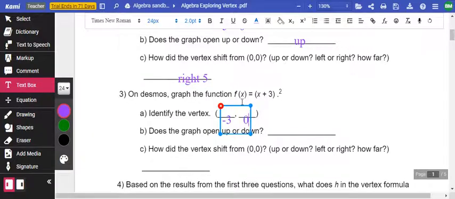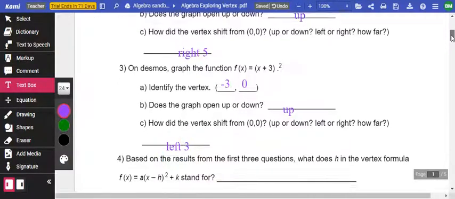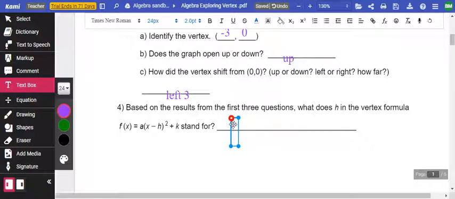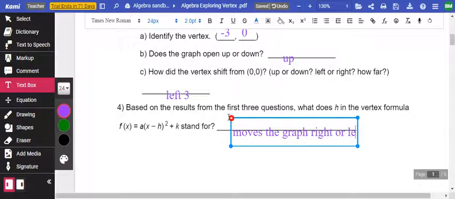Let me move this up a little bit so it's in the right spot. It is still pointing up. How did it shift? It went to the left 3. So based on the results from these 3 questions, what does h in the vertex formula do? It moves the graph right or left.